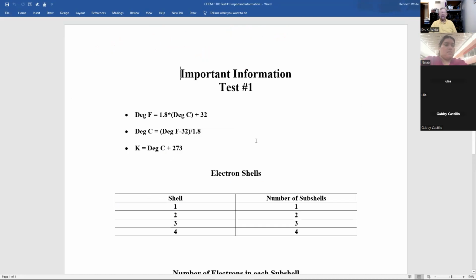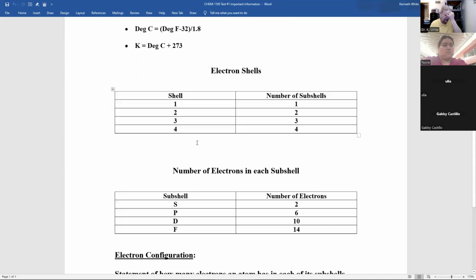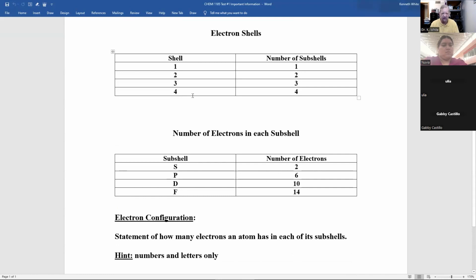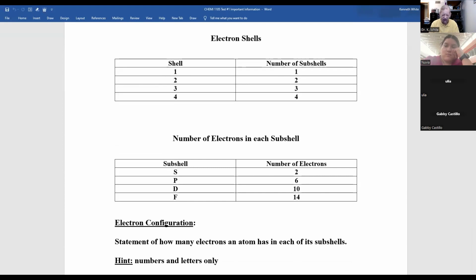If you look at important information, test number 1, and this will be the last page of your test, I have the formulas for converting temperature. You don't have to memorize those. And I have these two tables. Notice here, this is the table for shells and the number of shells. And I also have the subshell table. What I don't have is that going down is increasing energy. But you have to memorize a few little things.